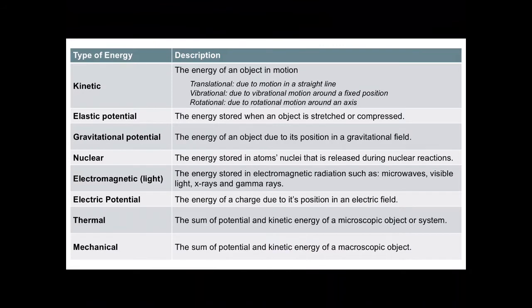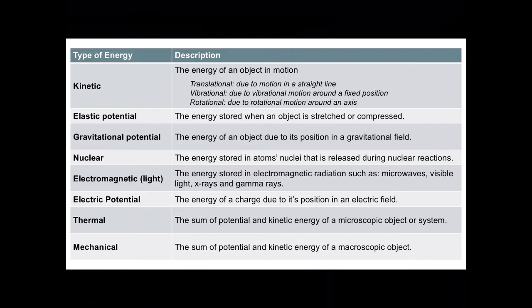So this is a table of the different forms of energy that we'll look at in physics. The first one is kinetic energy, the energy of an object in motion. There are a few different types. First is translational, due to motion in a straight line. There's also vibrational, due to vibrational motion around a fixed position, so travelling back and forth over the same fixed position. Rotational energy is due to rotational motion around an axis, so thinking about circular motion.